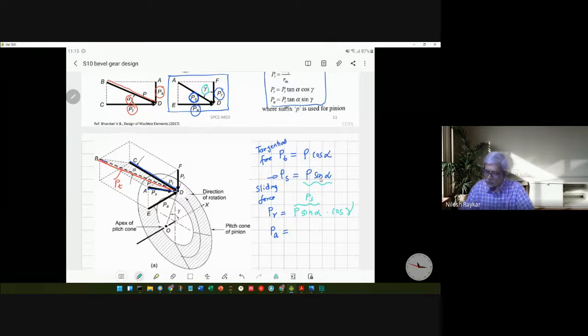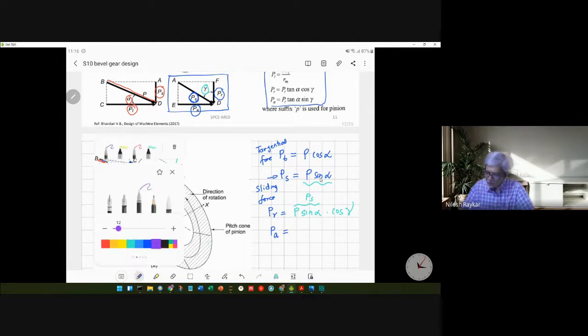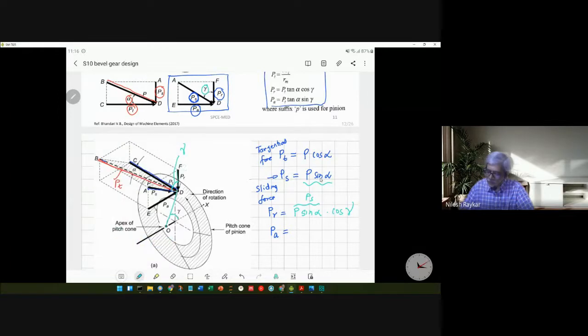So this angle is gamma, which is the pitch cone angle, and the same would be true for the angle between these two. So that is also equal to gamma. Okay, so that is the expression for PR. And what is the expression for PA? So this is PR. And now we want to know the expression for PA.